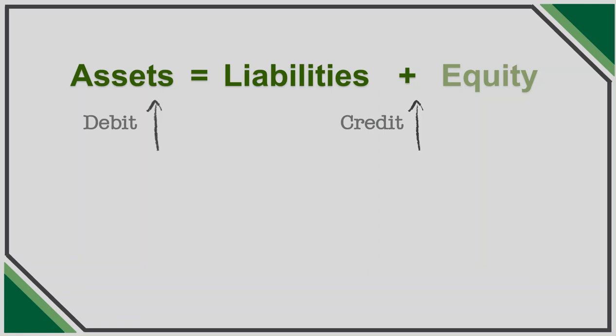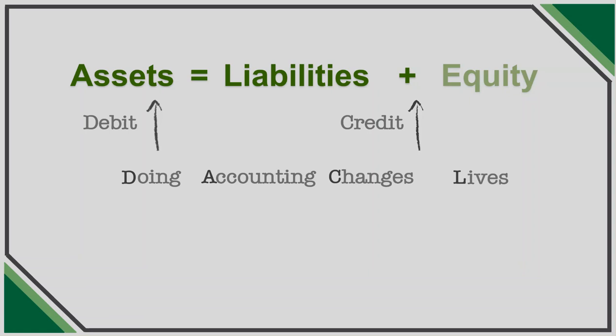A useful mnemonic for remembering how to increase assets and liabilities is DACL. You can use a variety of sayings to keep the order straight. For example, dumb animals can't learn, or one of my personal favorites, doing accounting changes lives. Whatever saying works for you to keep your letters in DACL order, you'll never forget that to increase your accounts, you debit your assets and you credit your liabilities.